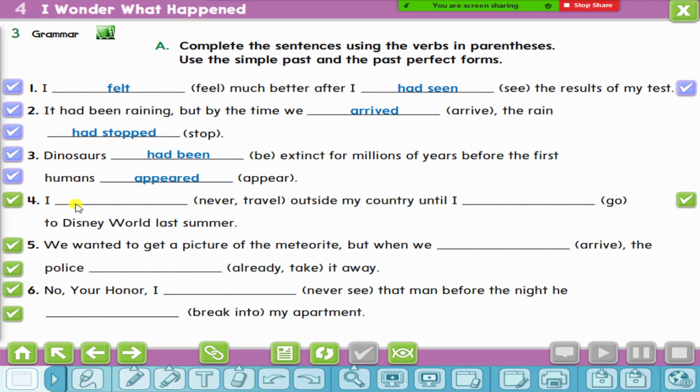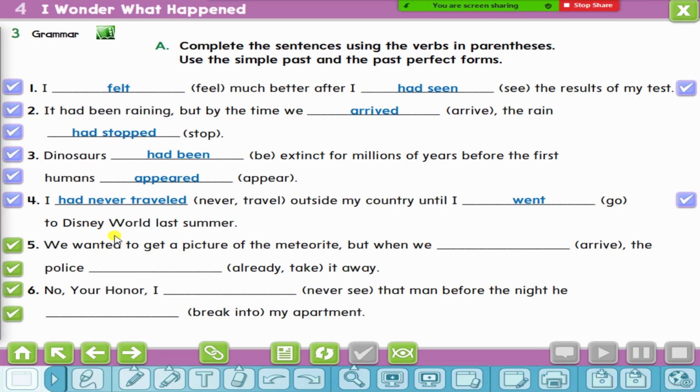Number 4. I had never traveled outside my country until I go becomes went. Until I went to Disney World last summer. Okay, here until, like before, the same. Okay, comes after had and past participle, past perfect, and after until we use simple past.